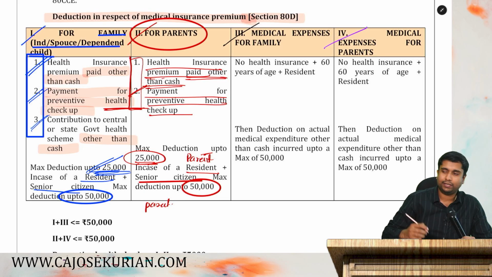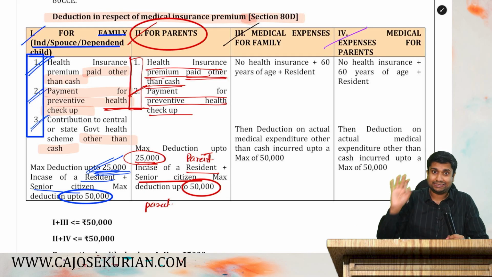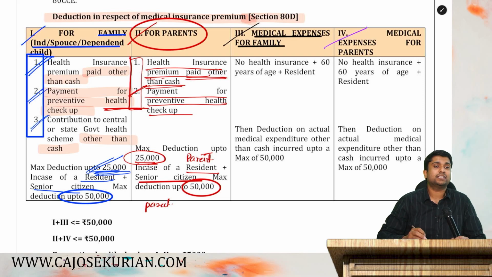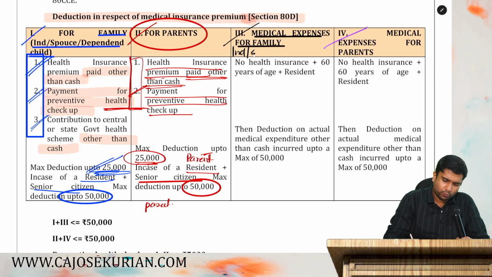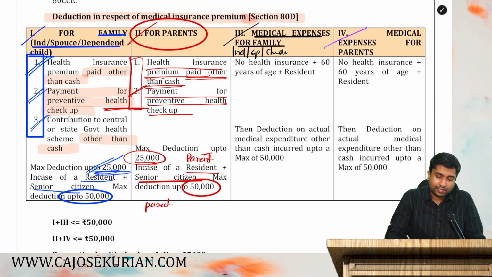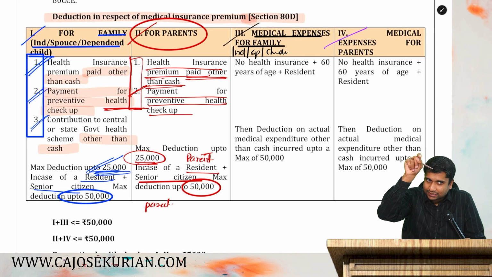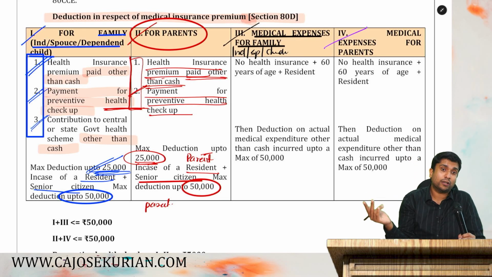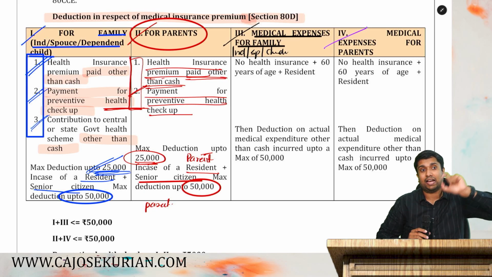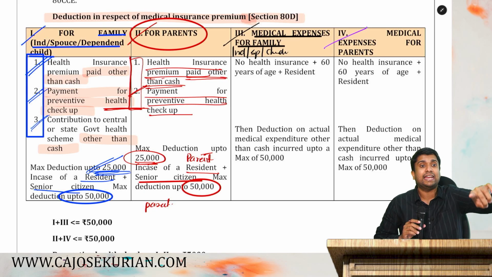Now let's see what is given in category number 3. Category number 3 says medical expenses for family. What is family? Individual, spouse, children who are dependent. Now, if you have incurred medical expenses for your family, then there are certain conditions to claim that medical expenditure as a deduction. Are you all listening? If you have incurred an actual medical expenditure for your family, then there are certain conditions to claim that actual medical expenditure as a deduction under 80D.